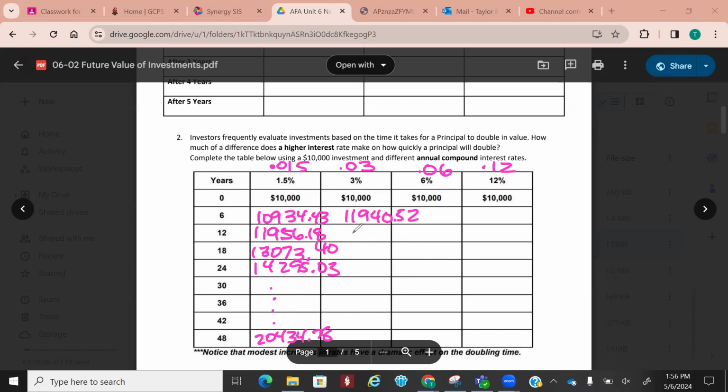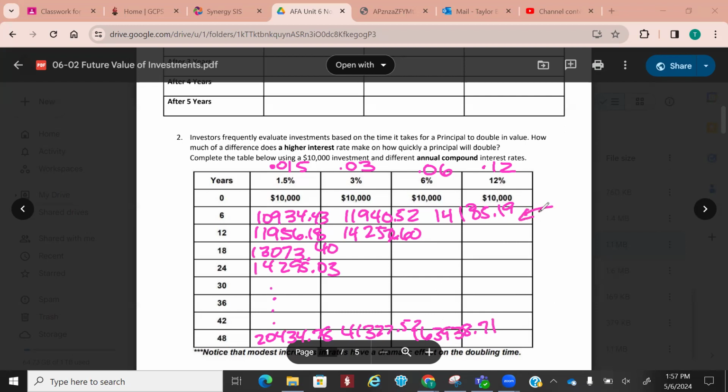This one, 11,940.52. This one, 7.60. Go all the way down to 41,322.52. Looking at the next one, 14,185.19. The bottom, 163,938.71. And I'm trying to do this very quickly.